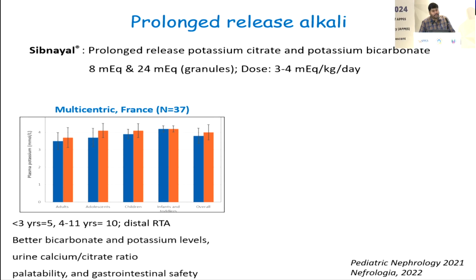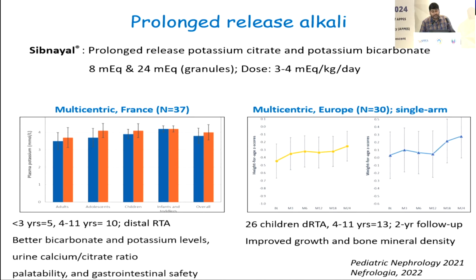So there is a prolonged release formulation available in the market, which is a combination of both potassium citrate and potassium bicarbonate, where each sachet contains 8 and 24 milliequivalents. Both are available, and these can be used on a twice daily basis so that compliance can be ensured. These are two studies from Europe, especially from France, where they had shown that they have been associated with better potassium and bicarbonate control, and good gastrointestinal safety. They have also been shown to have a good anthropometric response. This is a 2-year follow-up study where we could see that both the height and weight have improved.